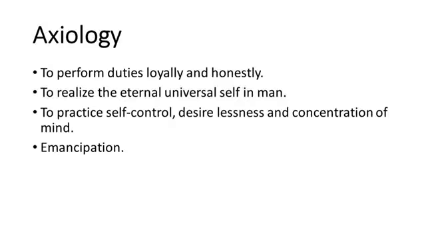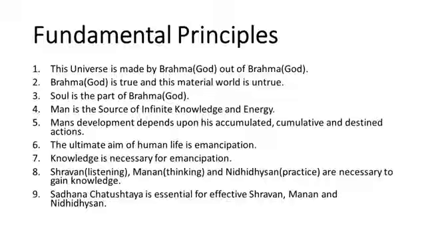Now let us look at the fundamental principles of Shankara's Vedanta. Number 1. This universe is made by Brahma, out of Brahma. Brahma, which means God, is true, and this material world is untrue. Soul is the part of Brahma. And since men have a soul and soul is part of Brahma, so there is infinite knowledge and energy in man, but he is unable to recognize this infinite knowledge and energy due to illusion, Maya. And a person who recognizes his soul comes to know everything and is able to do everything.